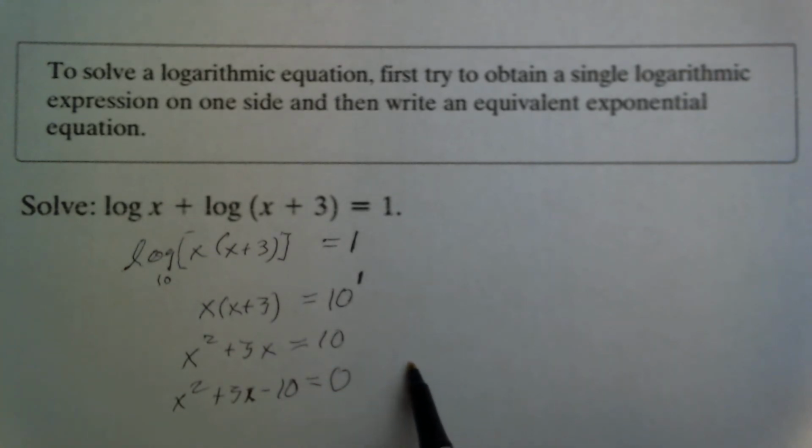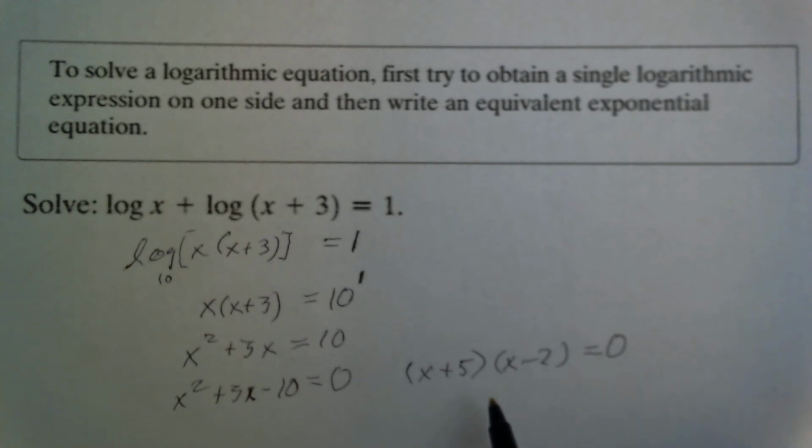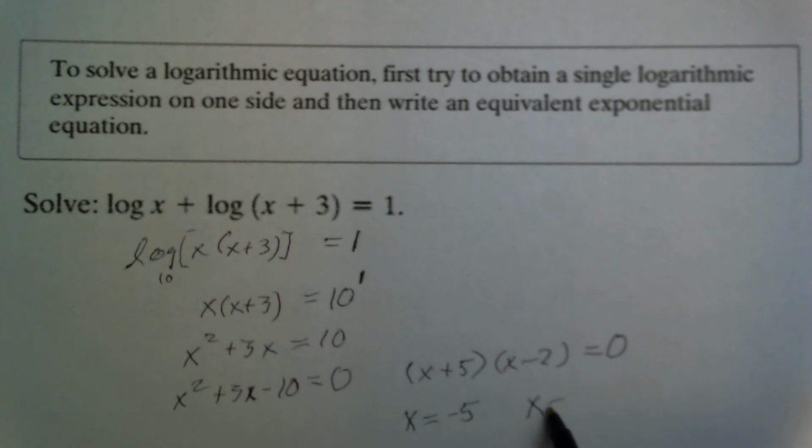We can factor that into x plus 5 times x minus 2 equals 0. We set each factor equal to 0. So x plus 5 equals 0 implies x equals negative 5. And when we set the factor x minus 2 equal to 0, we get the solution x equals 2. Now we have two solutions, and it's really important for these types of equations to find out which solution applies, one or both, or none.